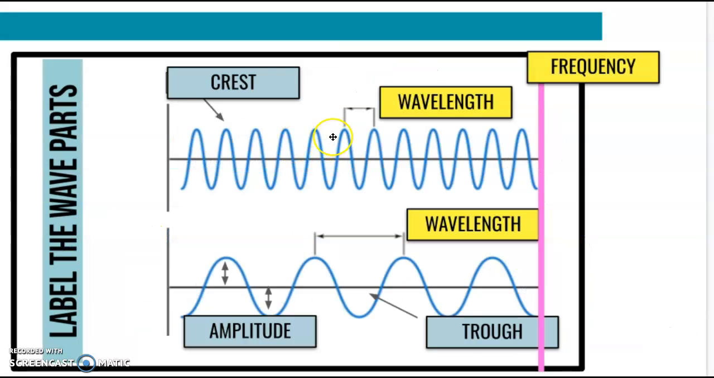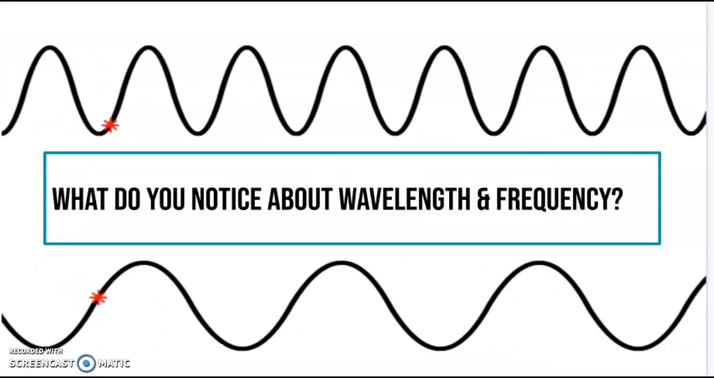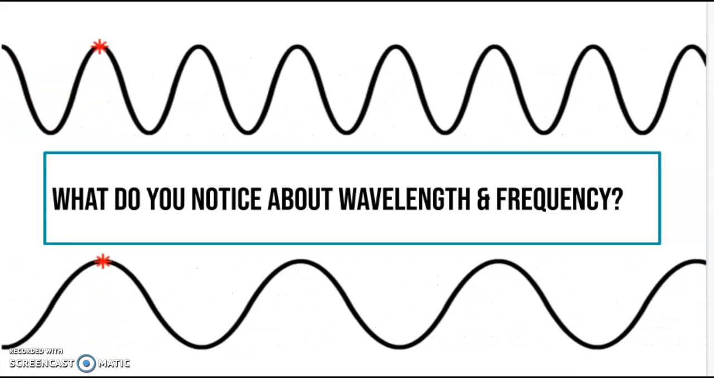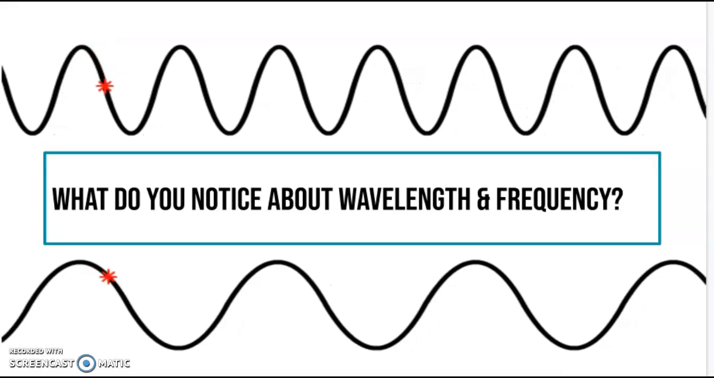Wavelength is the distance from crest to crest or trough to trough, and frequency is how many wave cycles pass a given point in a second. Take a look at this image. Compare the two sets of waves. Do you see a pattern? What do you think that pattern is?